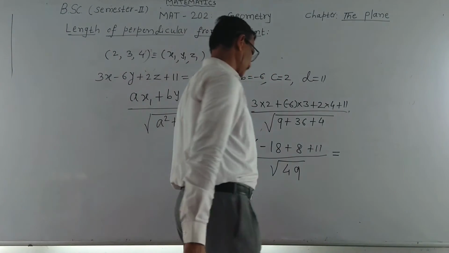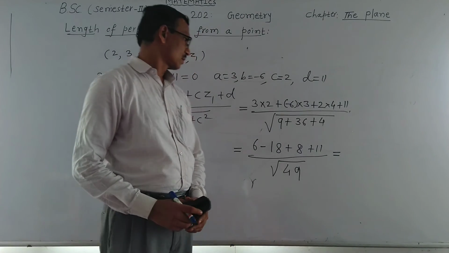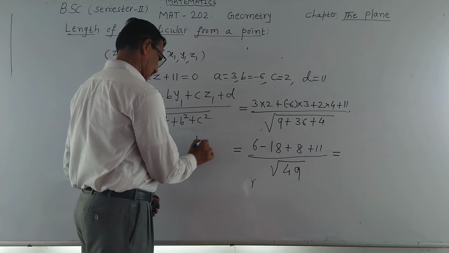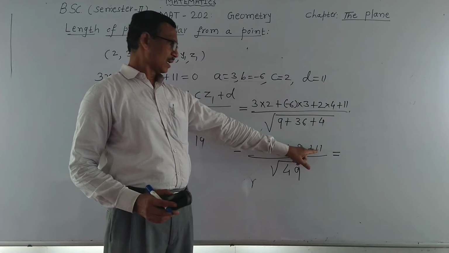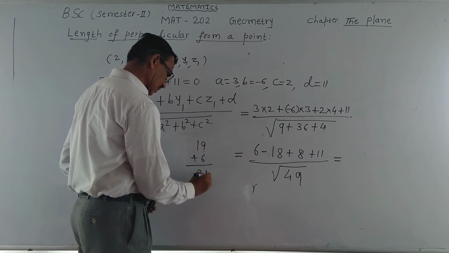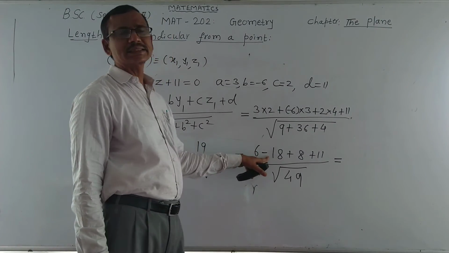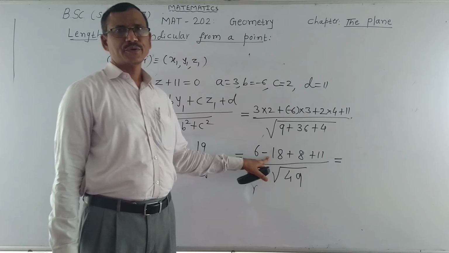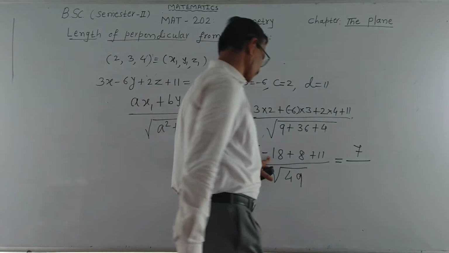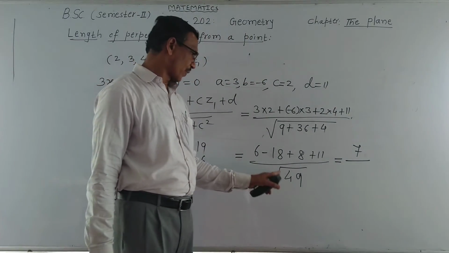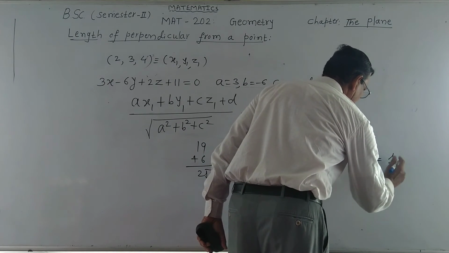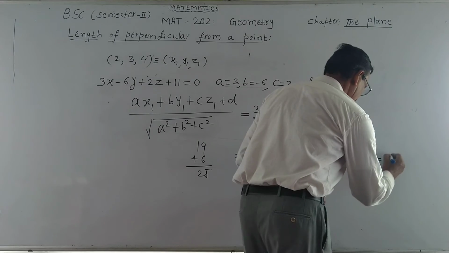This is equal to, 11 plus 8 is 19. Listen again, 11 plus 8 is 19, plus 6 is 25. 25 minus 18 is 7, and the square root of 49 is also 7. Therefore, the length of perpendicular is 7 upon 7, that is 1 unit.